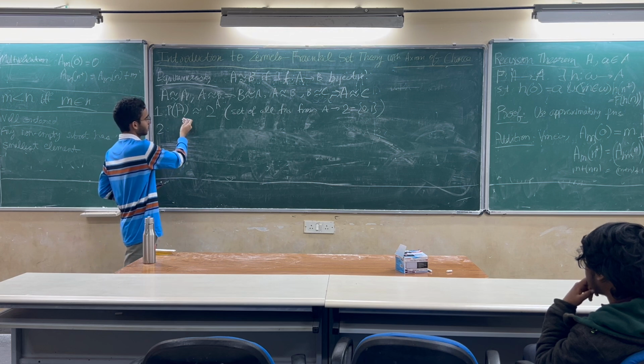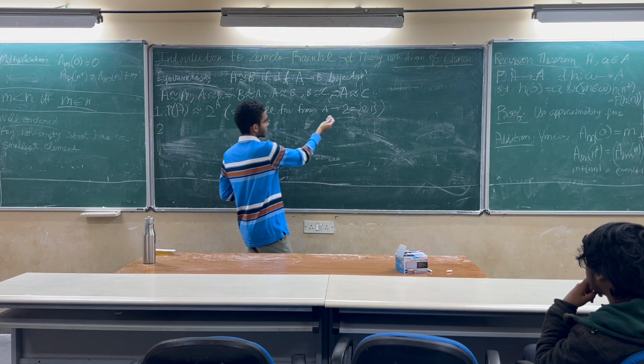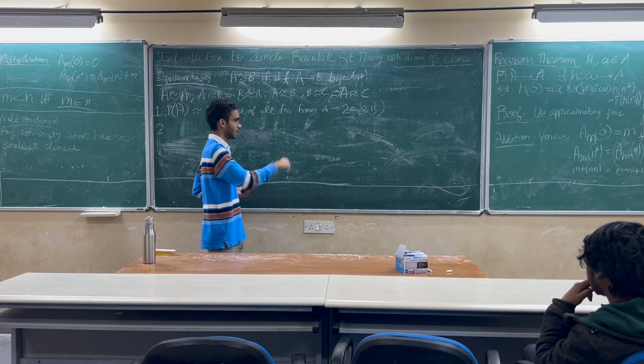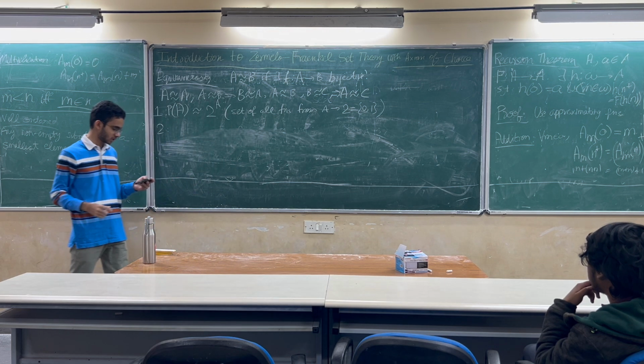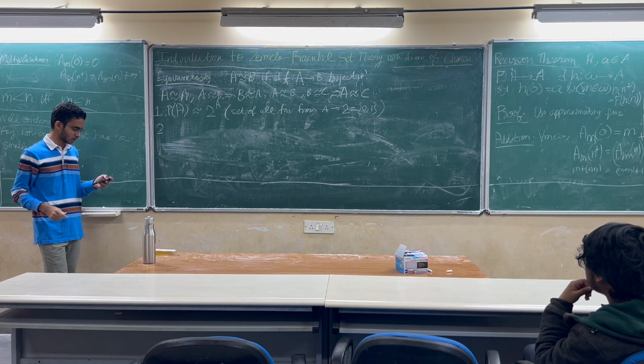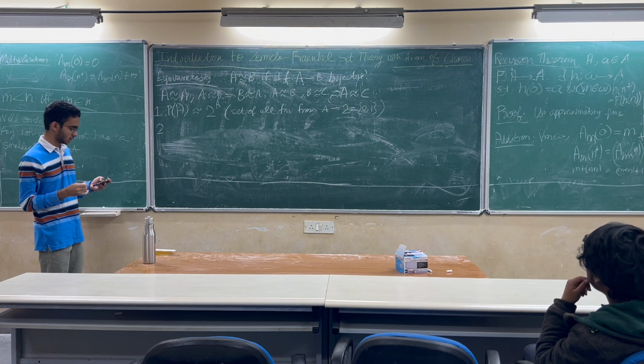You just take any subset and you make a function which sends something to 1 if it's there in the subset and something to 0 if it's not in the subset. Basically the characteristic function.